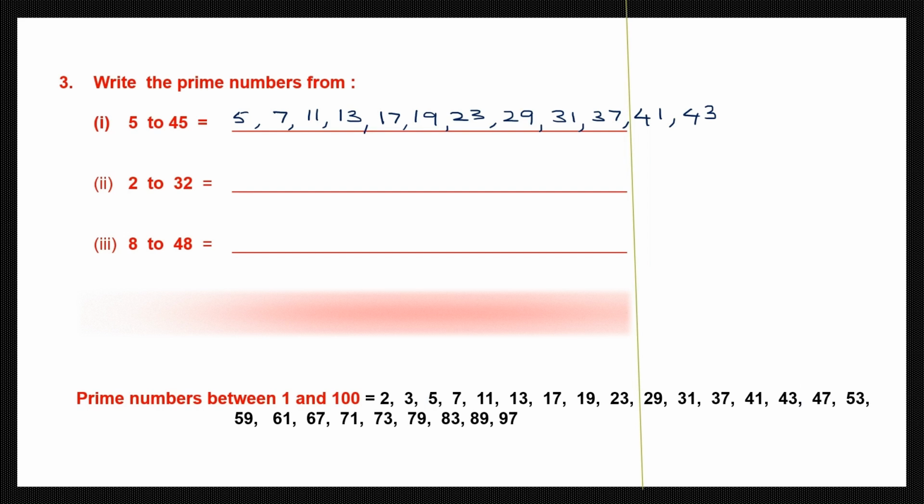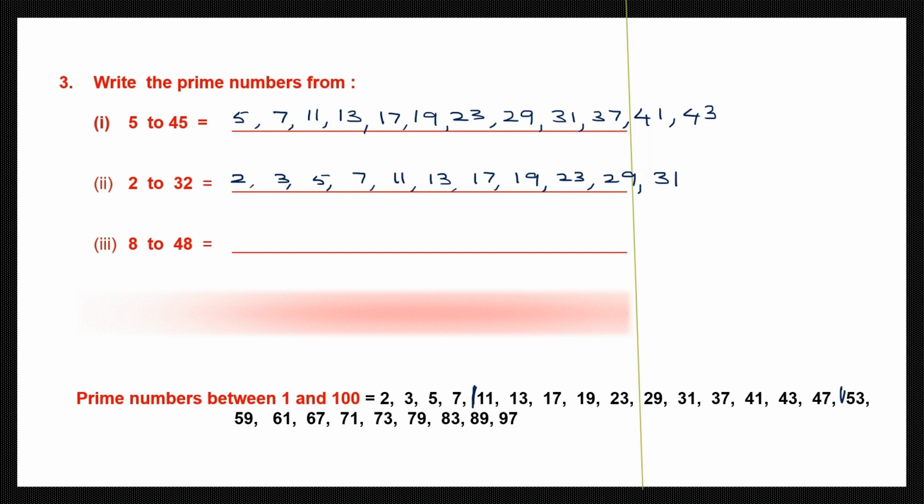Question 2, starting from 2 up to 32. So that means we start from here from 2 and up to 32. 32 is not a prime number, so we stop at 31. So let's write that down. 2, 3, 5, 7, 11, 13, 17, 19, 23, 29 and 31. Question 3, 8 to 48. 8 is not a prime number, so we start from 11 up to 48.